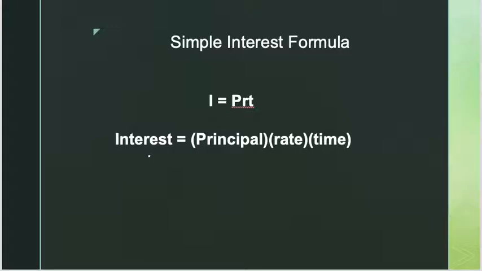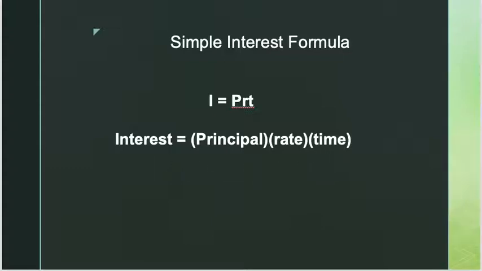And in this formula, I represents your interest, P represents your principal, which is your starting amount or your initial amount. Rate is your annual interest rate. That's typically going to be given to you as a percentage, which we will need to convert into a decimal, or we'll need to use the percentage button on our calculator. And then time. T represents the time in years.